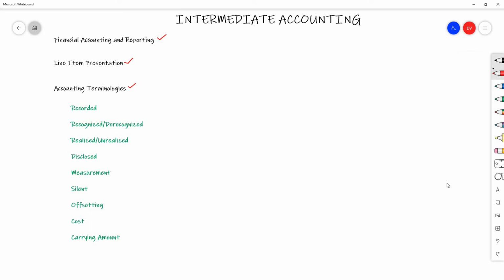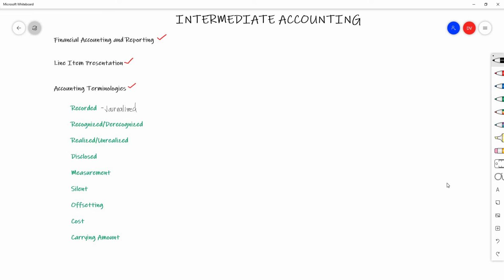What do you mean by recording? Basically, recording means this is where you journalize. When you say that the item has been recorded, this means that it has already been journalized. A perfect debit and credit has been prepared, and of course, if it's journalized, then it was posted and then presented in the financial statement. So once it is recorded, this means that it is already reflected in the financial statements.